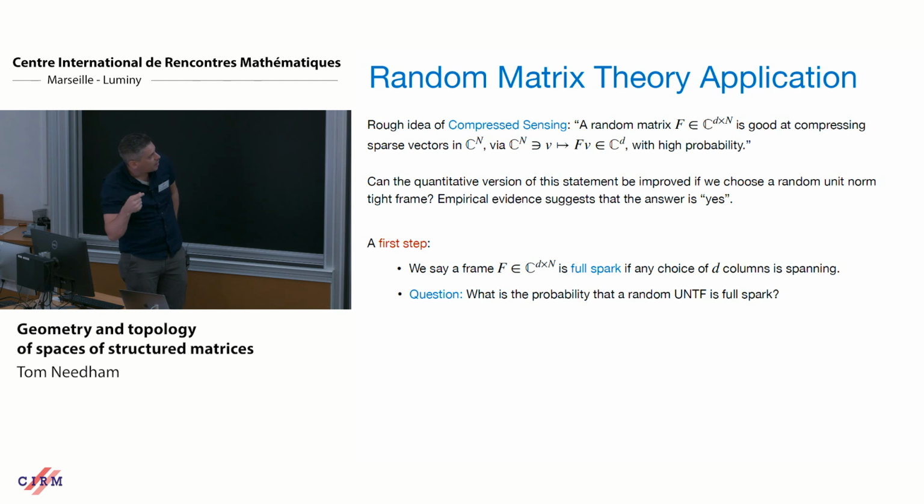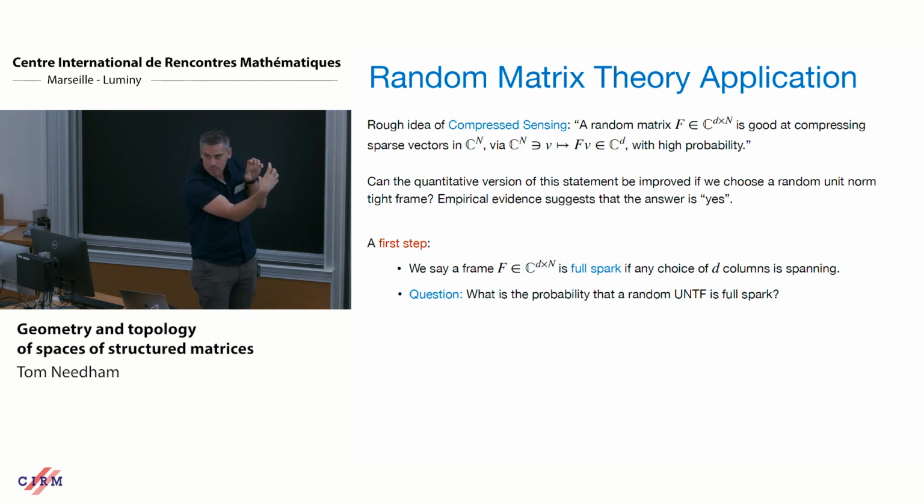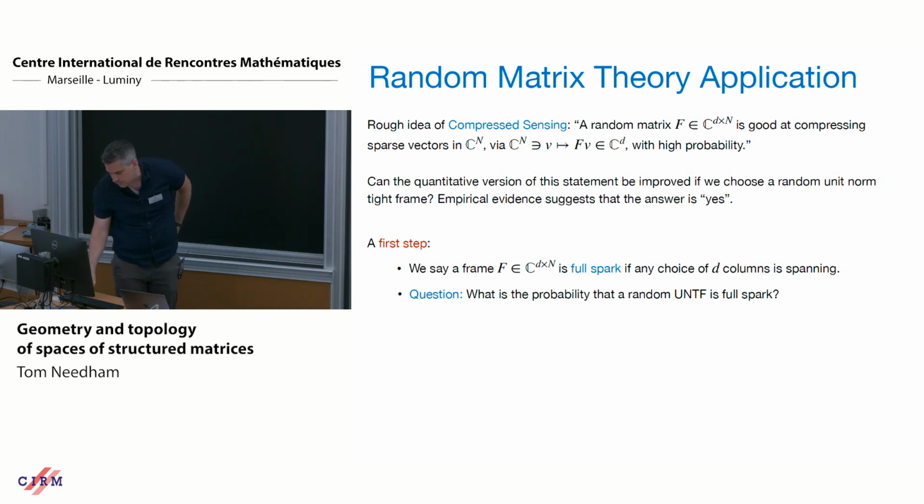I won't go into details, but you can think about why this would be kind of a necessary condition for things to work correctly. So a first step is to say, what is the probability that a random unit norm type frame is full spark? Full spark means I take my matrix, which is D by N, I can choose D columns, and I say, is that spanning? In general, I just need this matrix to be spanning. It's full spark if all the feasible subsets are also spanning. So knowing that that happens with high probability is necessary for any sort of compressed sensing type result to work.